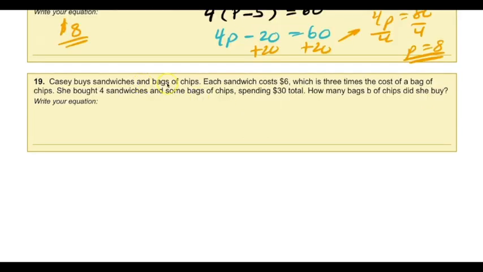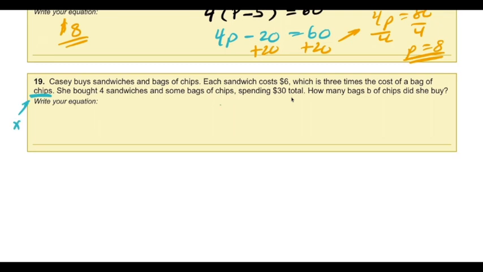Casey buys sandwiches and bags of chips. Each sandwich costs $6 which is 3 times the cost of a bag of chips. Okay, she bought 4 sandwiches and some bag of chips, spending $30. Okay, how many bags of chips did she buy? So we're looking for bags of chips. That's gonna be like our X.